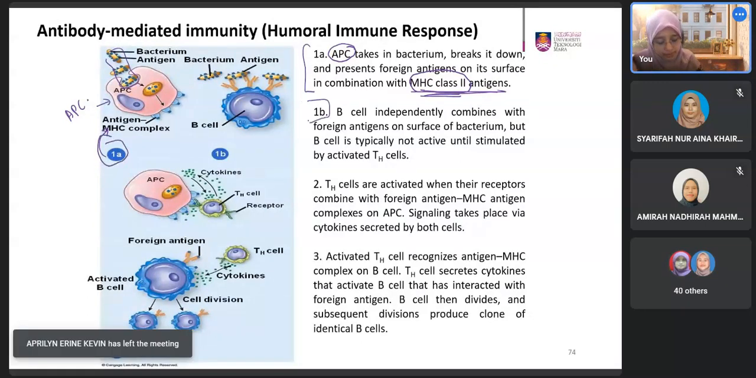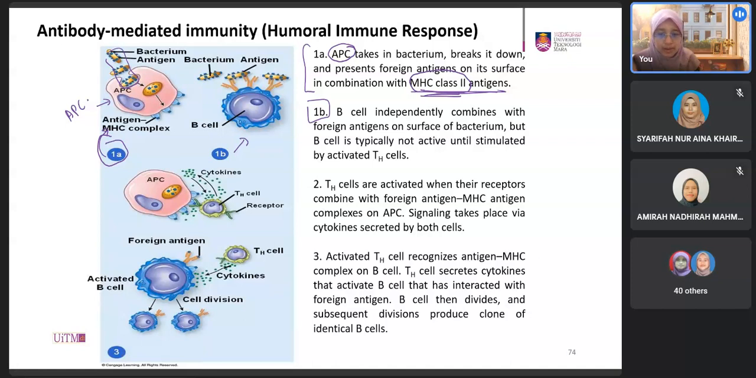Okay, 1B, this diagram here. So a B cell independently combines with foreign antigens on the surface of the bacterium, but the B cell is typically not active. Ini B cell yang tak aktif lagi sebab dia tak melibatkan helper T cell secreting cytokines yet. So random B cell in your body fluids that circulates in your blood, for example, with receptors specific for that same bacteria, specific for the antigen carried by the bacterium.